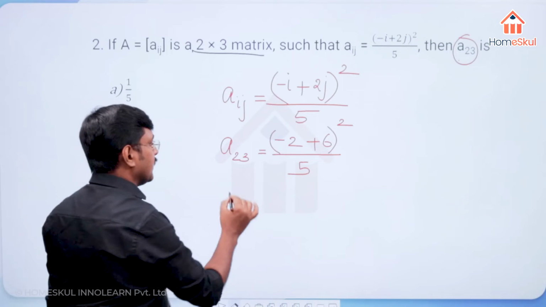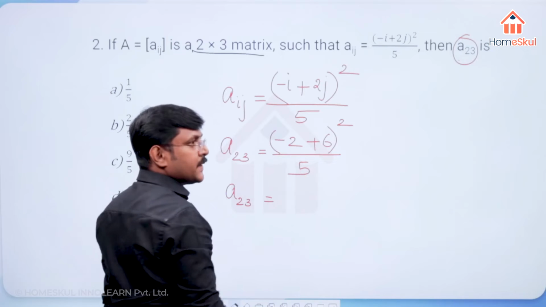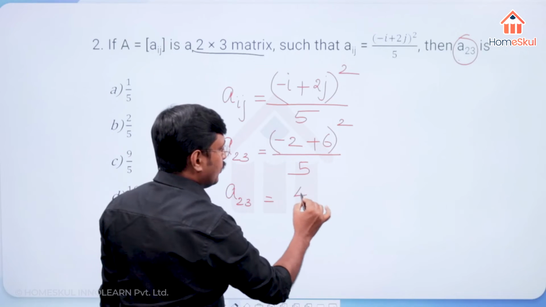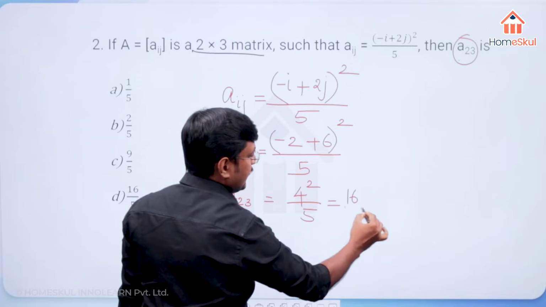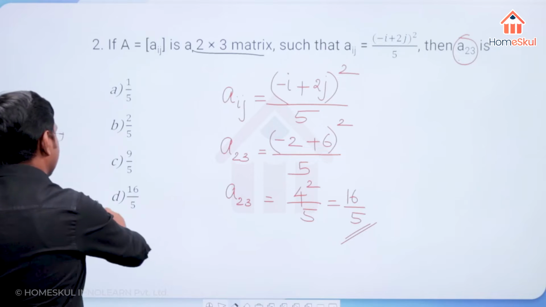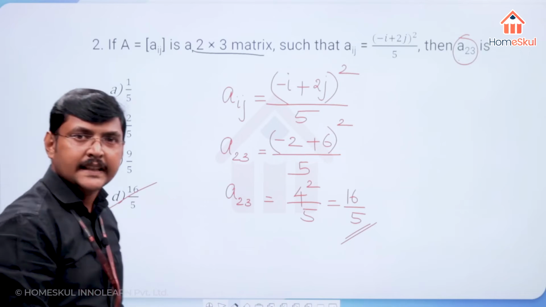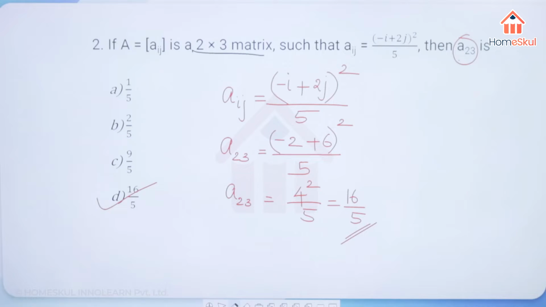Now listen. A23 is equal to 2 plus 6, that is 8... so the value inside is 4 squared by 5. What is 4 squared? That is 16. So 16 by 5 is the correct answer. So for this question, D is the correct answer. I hope it is clear, right? So please note this. After that, we will move on to the next question.